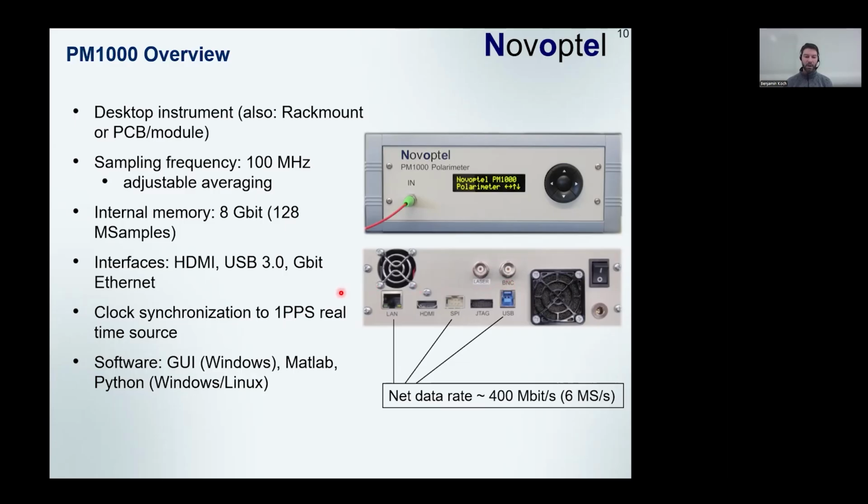We are sampling internally always at 100 megahertz, and you can adjust an averaging factor to bring down the sampling rate and apply averaging also to reduce noise in the measurement. We provide software such as a graphical user interface, which can be used under Windows, but we also give examples or scripts in MATLAB and Python, which we use under Windows and Linux.